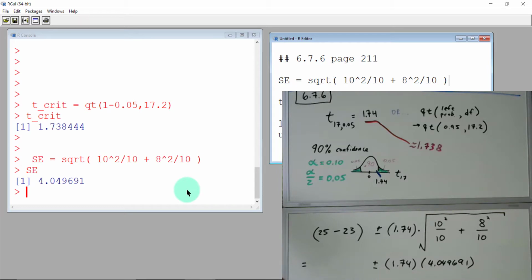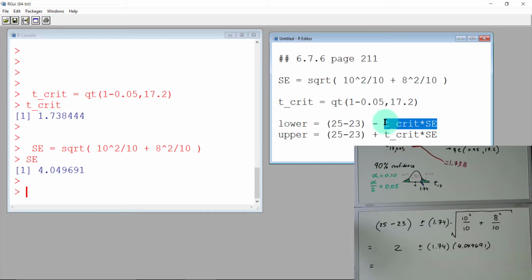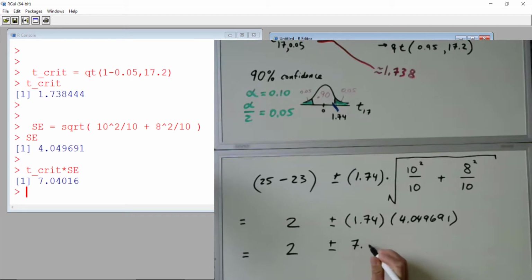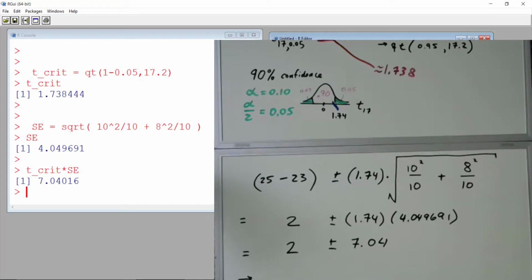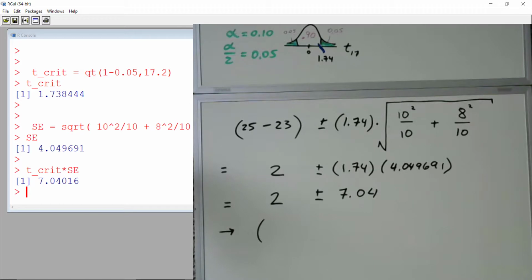I can do this subtraction in my head. I think that's a 2. I'm going to take that standard error and multiply it by the t critical value. So that is a margin of error of about 7.04-ish. And now we can perform the subtraction to get the lower bound and the addition to get the upper bound. I could probably do that in my head, but I'm going to use R to help me with this.